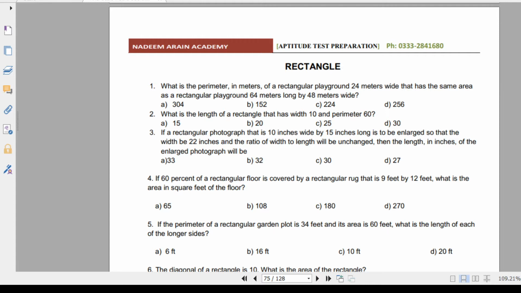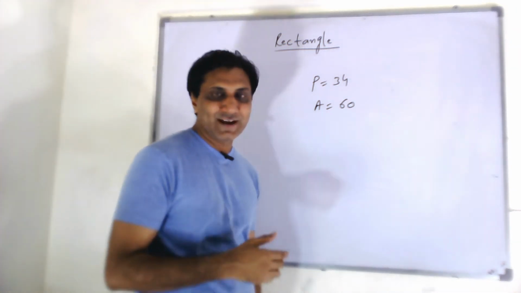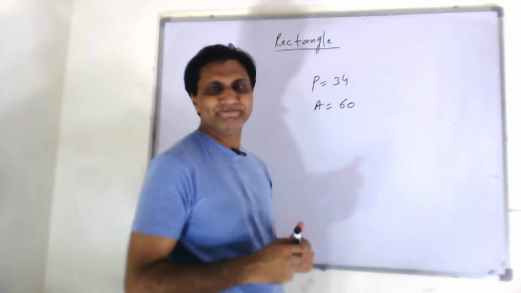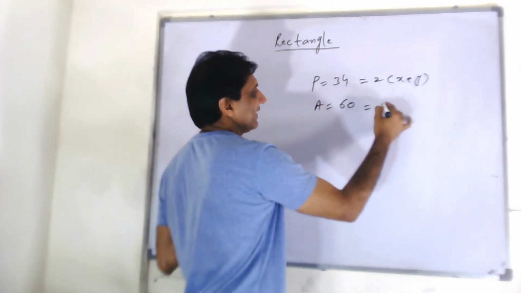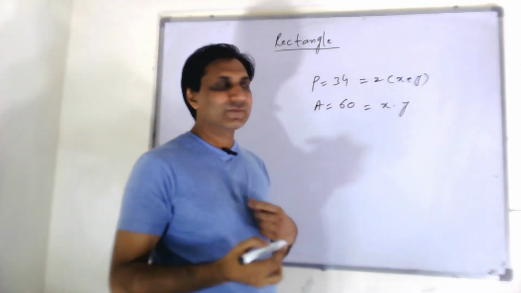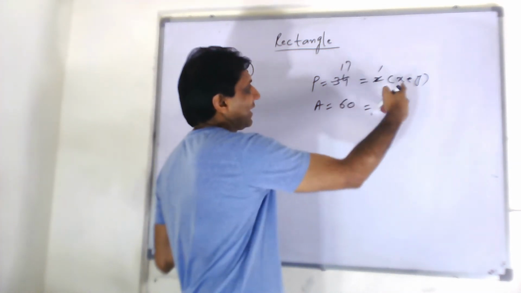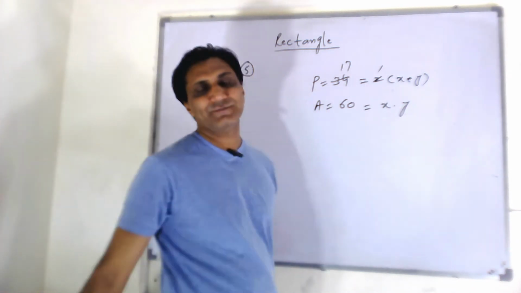Question number 5 is, if the perimeter of a rectangular garden plot is 34 feet and its area is 60 feet, what is the length of each of the longer side? So for the longer side, we need to find out the larger value. Perimeter is 2 times x plus y and area is x times y, so 2 times 17, so x plus y is 17, x times y is 60.